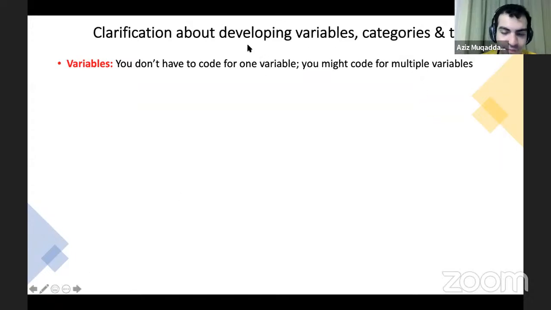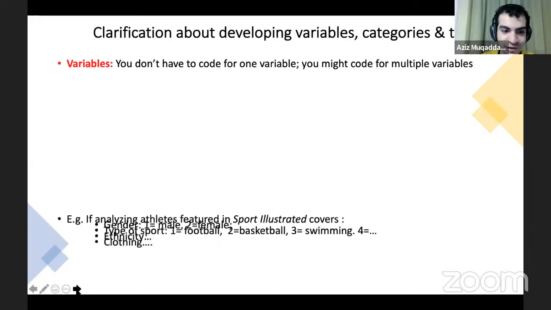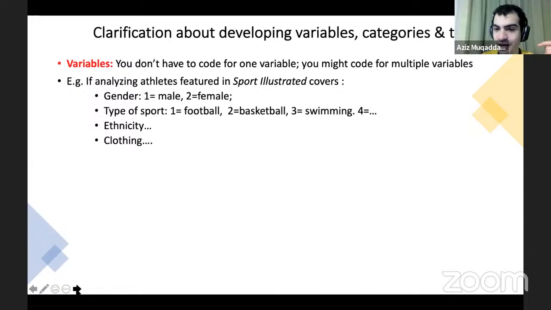So in content analysis, there are different things. We have variables and we have categories, or we also call them levels. There's no fixed number for variables. They can be multiple or they can be one, and they don't have to be related to one another. But the variables are the things that you're looking for in the content.